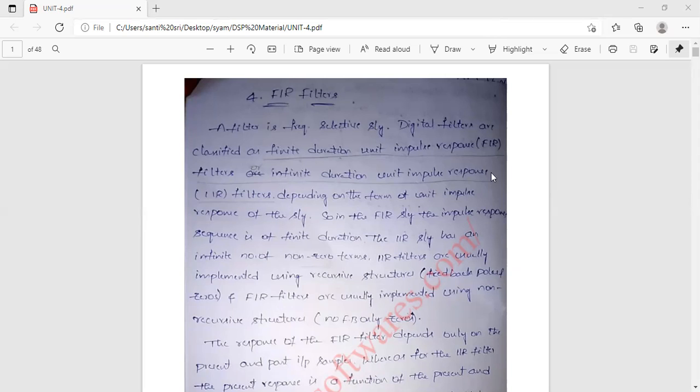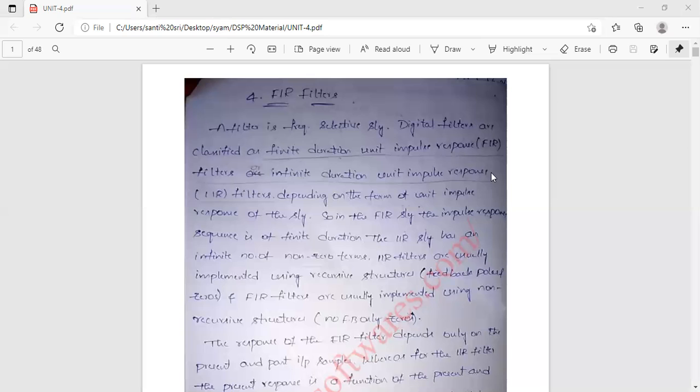So, how is the filter different? A filter is a frequency selective system. Digital filters are classified as finite duration unit impulse response filters, that is FIR filters, and infinite duration unit impulse response filters, that is IIR. Finite duration unit impulse response systems are referred to as FIR filters, and infinite duration unit impulse response filters are referred to as IIR filters.